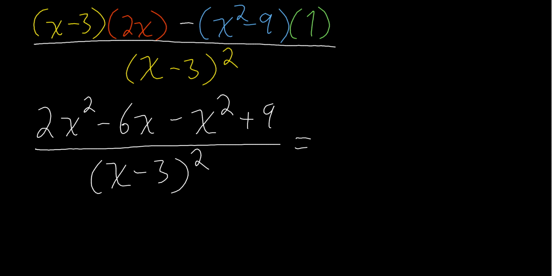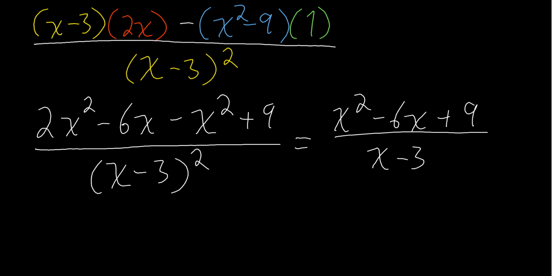Okay, so let's combine these like terms. We have 2x squared minus x squared, so that's just going to be x squared minus 6x plus 9 all over x minus 3 squared. And this gets a new page.